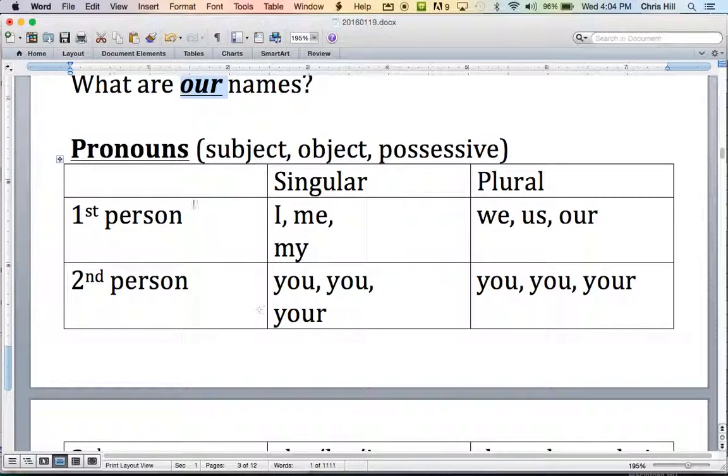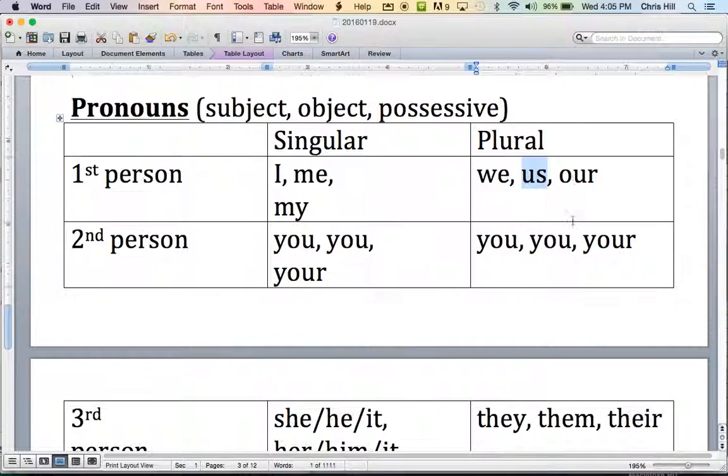So a quick review. We looked at the pronouns. Subject pronouns, which are at the start of a sentence. Object pronouns, which are after verbs. And possessive pronouns, which means something belongs to someone. For example, my book, my phone, my computer. So first person singular, we use I, me, and my. I like me. I like my phone. For plural, we use we and us. We like us. We like our phones.